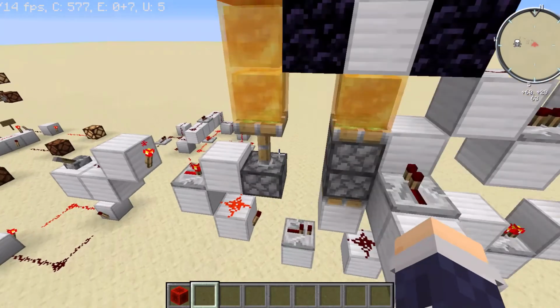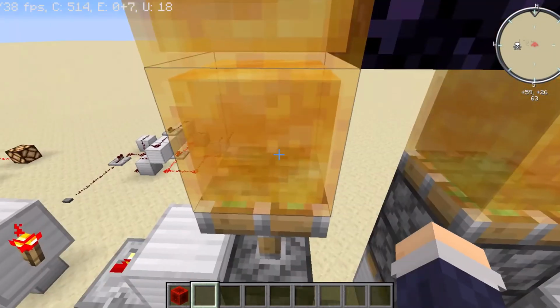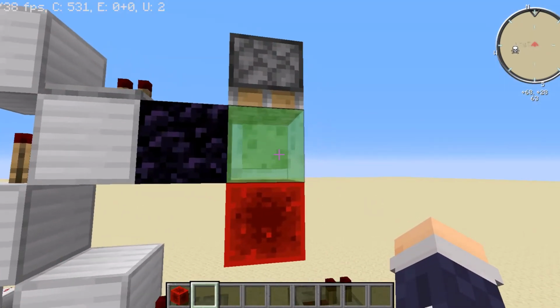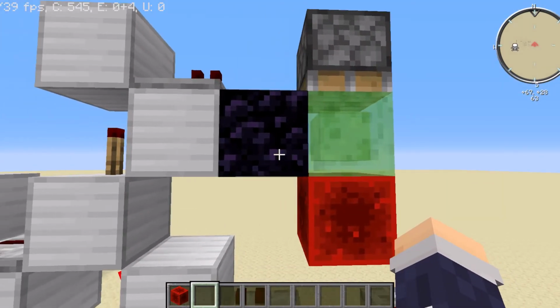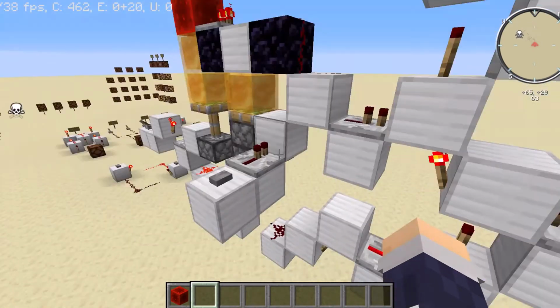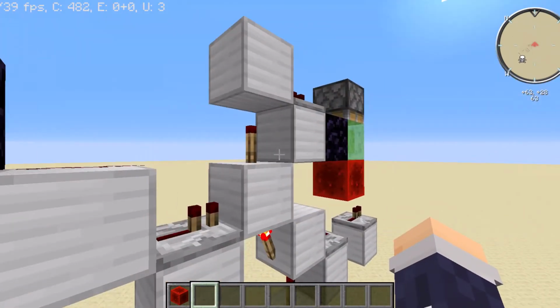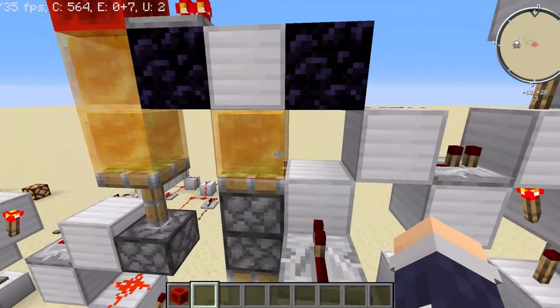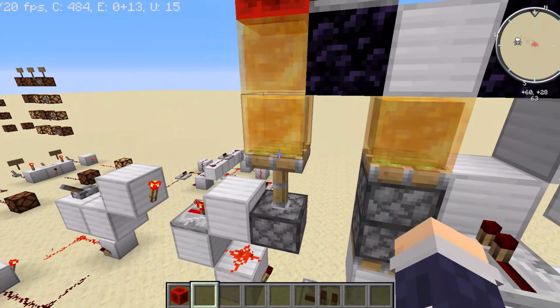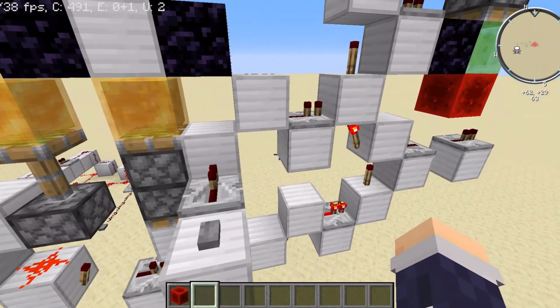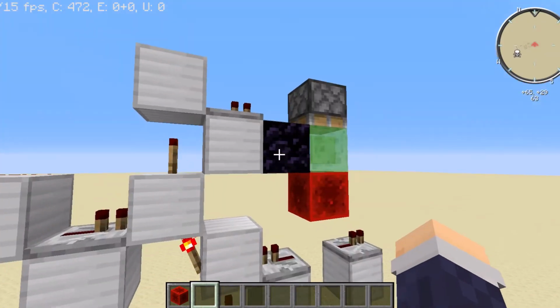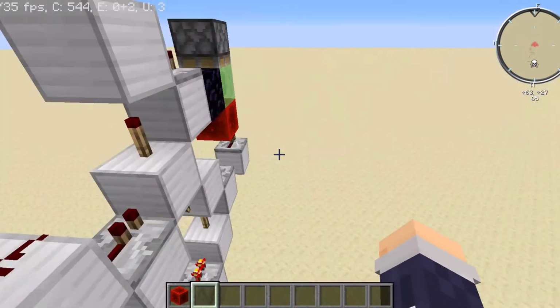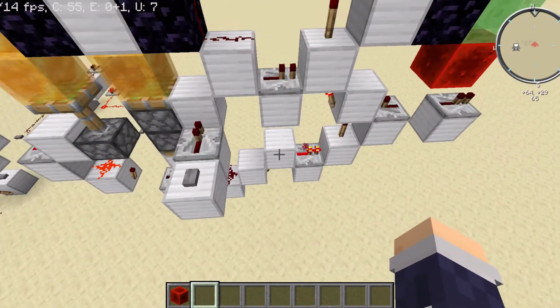Now you might ask, why are there honey blocks here and slime blocks here? And the answer is, there is no reason actually. I don't know why I used slime blocks here and honey blocks here. I really don't know. You can use either one, it doesn't make a difference. Don't forget to place the obsidian here and here, otherwise the system will break.